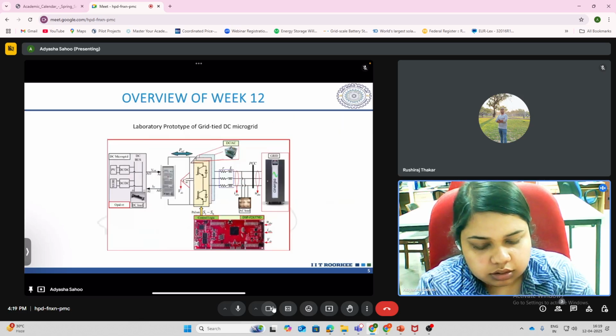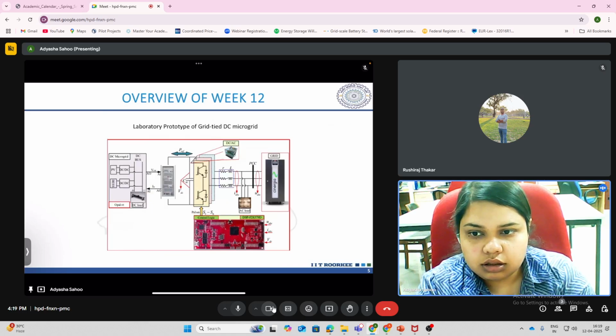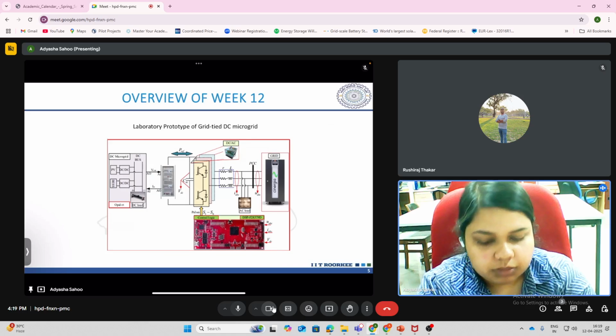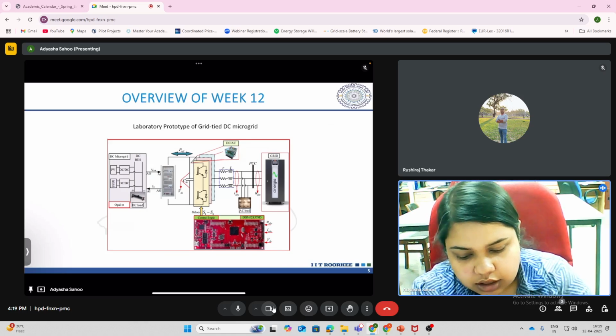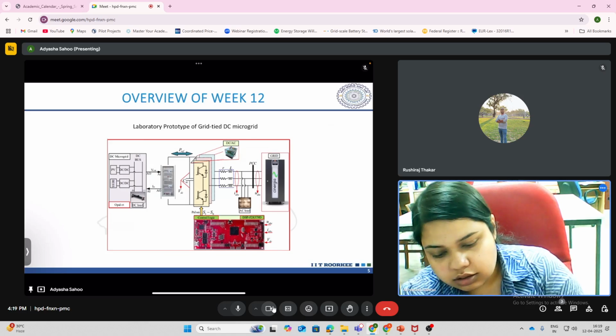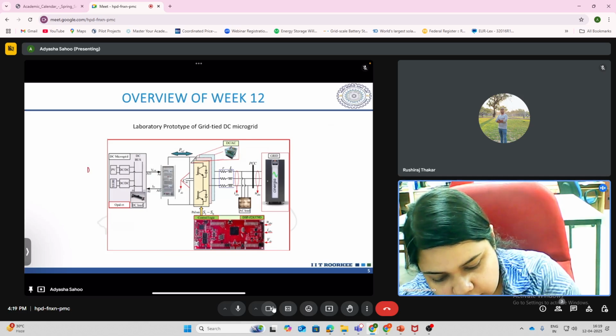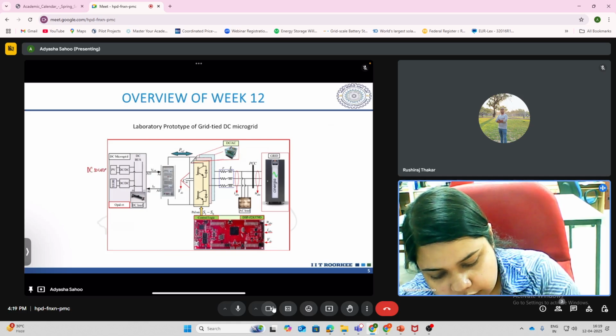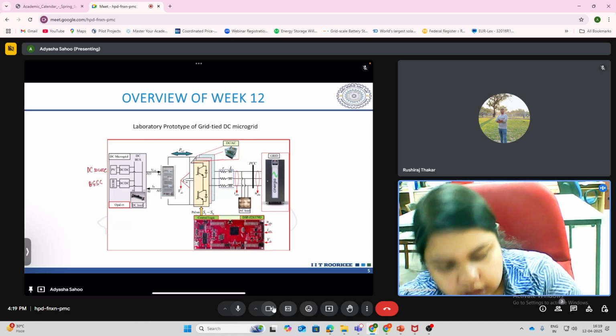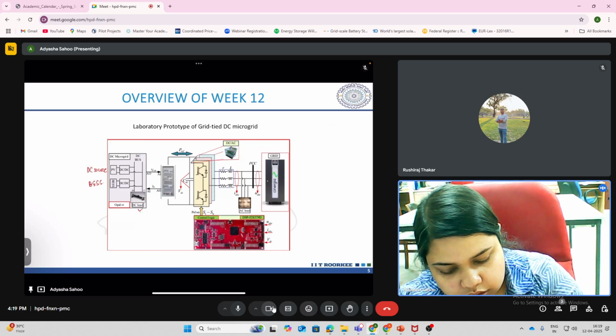Then coming next, we see how this is realized in the lab environment. As I said earlier, the DC microgrid consists of a DC source, that is your PV, and you have this battery energy storage with you. Then they are connected using DC-DC converters to the DC bus, and you have the DC load also here.